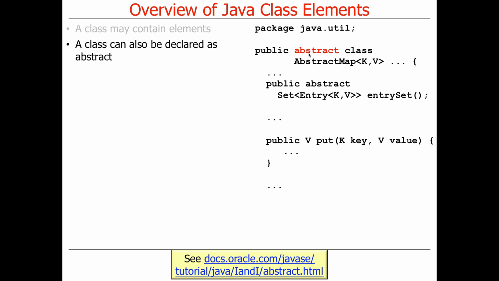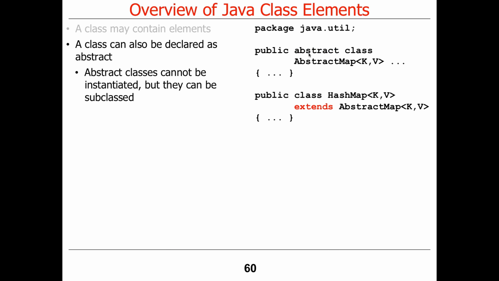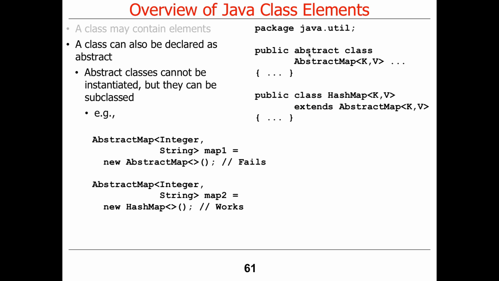So here's an example where we have an abstract class called abstract map, which we'll see more about later. Basically, an abstract map can then be used as a superclass for some other class, like, say, hash map. In this particular case, we can't make an instance of an abstract map. If you were trying to say a new abstract map, that would fail. But we can define an abstract map and initialize it to a concrete type.